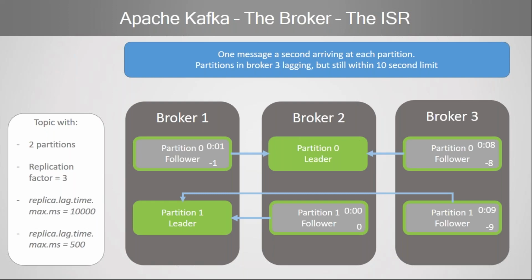That's either because it hasn't sent a fetch request in 9 seconds, or it's not been up to date for 9 seconds, but it's still just within the bounds of the ISR. But when it falls out of that range, say it's now 22 seconds behind, it gets removed from the ISR. Perhaps broker 3 is having some problems, perhaps a lot of garbage collection, a problem with the network link, or high CPU utilization, or something that's slowing it down.